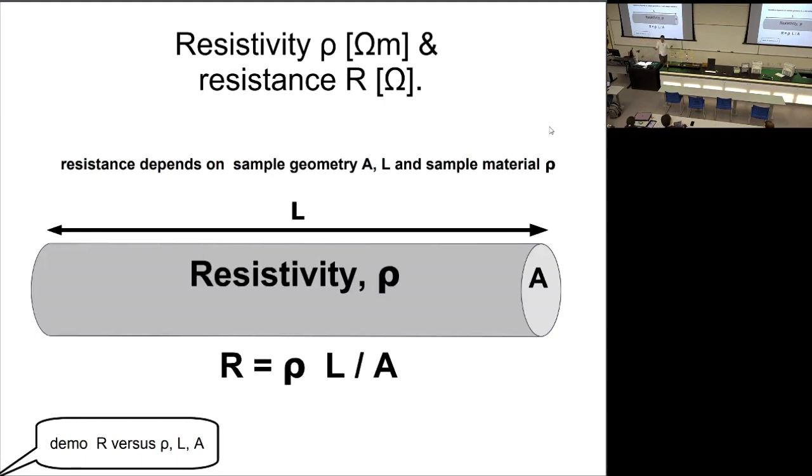We talked about resistance, the resistance of a sample of material to current flow. It could be a wire, it could be a slab of material. There's also a quantity called resistivity of the sample or the material. And so I want to introduce the relationship between resistance and resistivity.